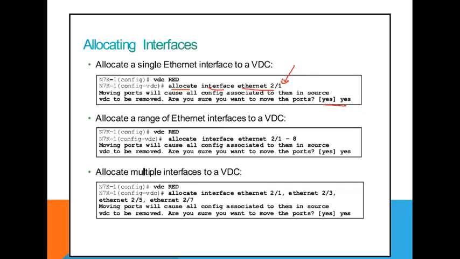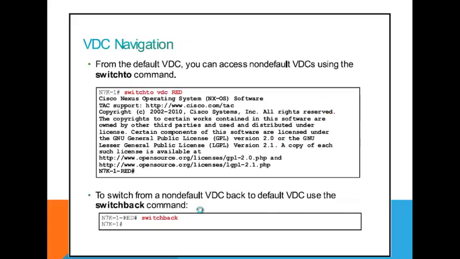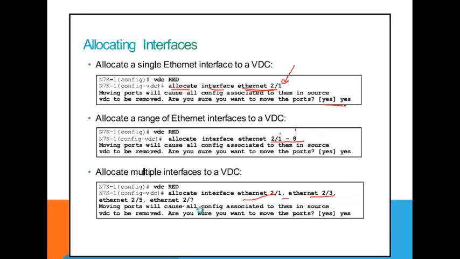If you want to assign a particular interface, this is how we do it. If you want to assign consecutive interfaces, we say this, port number 1 to 8. Or if you have non-consecutive interfaces, we can put a comma. We can say that, like a range command in switching. Now this is one way of allocating resources, straightforward, going under VDC and giving, not going inside VDC, going under VDC.